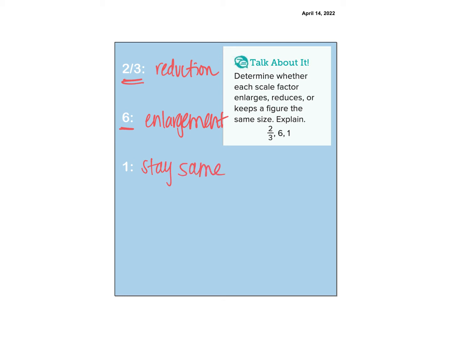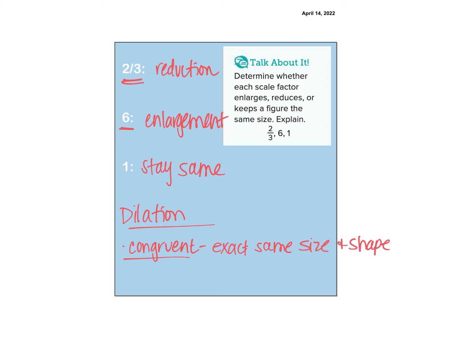All right, two words, if you don't have these in your notebook, I would like you to add them to your dilation note page. Two words that you need to know are congruent. Congruent means the exact same size and shape. That would be if it didn't change at all. That would be if I dilated by 1. I'm even going to write that. That would be a dilation of 1.